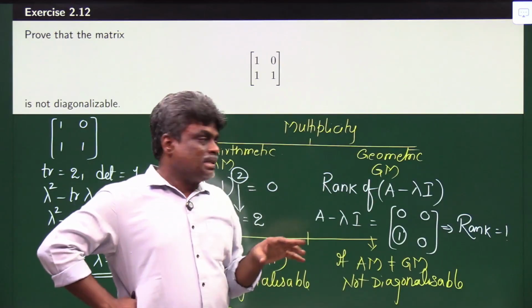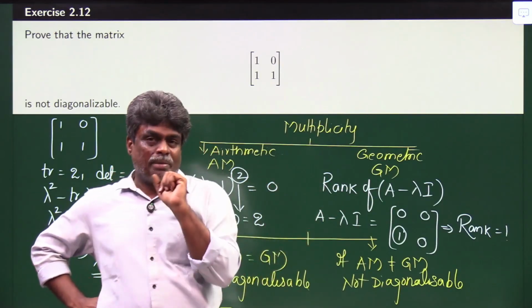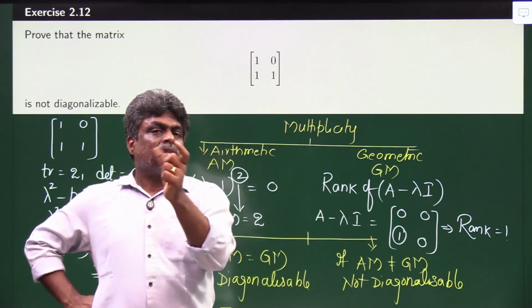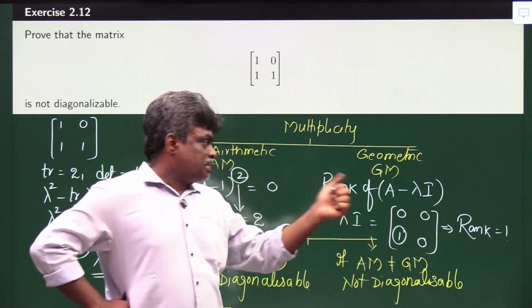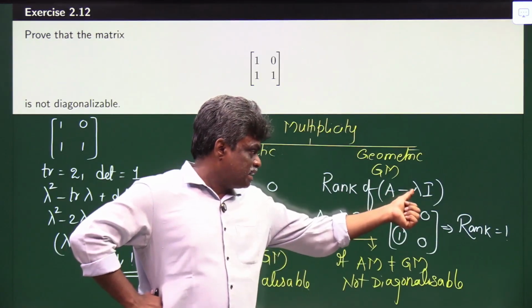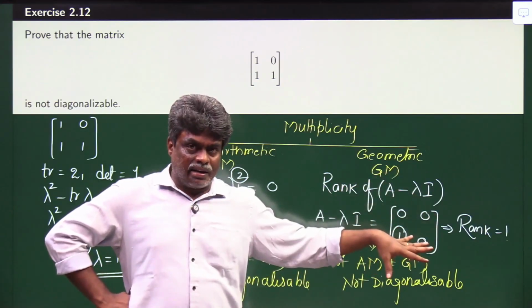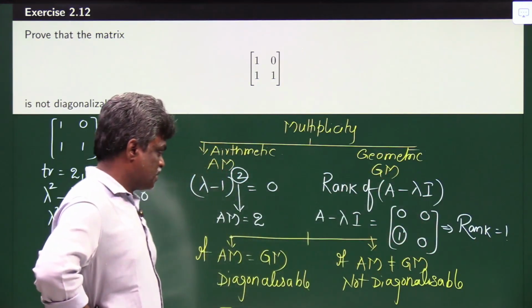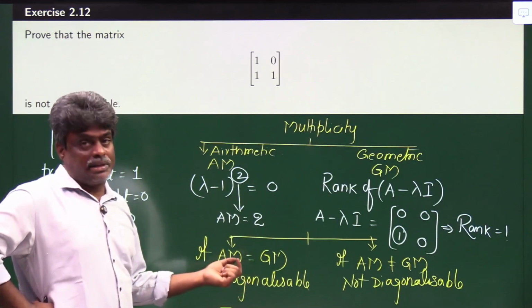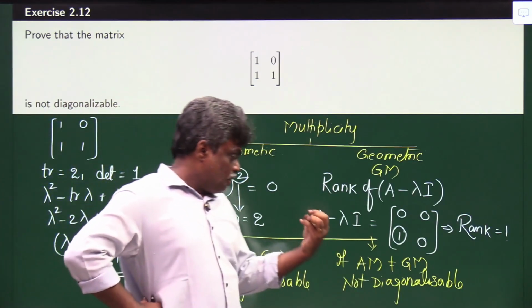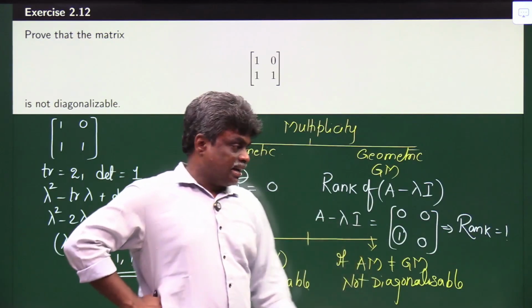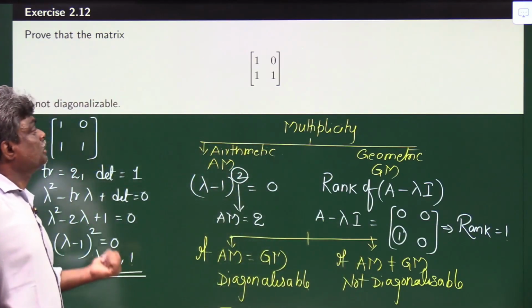Geometric multiplicity means the rank of A minus lambda I. So for whatever eigenvalue you are finding, you just subtract that, that means A minus lambda I, and you will get one matrix. For that matrix, find the rank. That is called geometric multiplicity. If both are the same, it is diagonalizable, and if they are not the same, it is not diagonalizable. If any doubt, please contact.